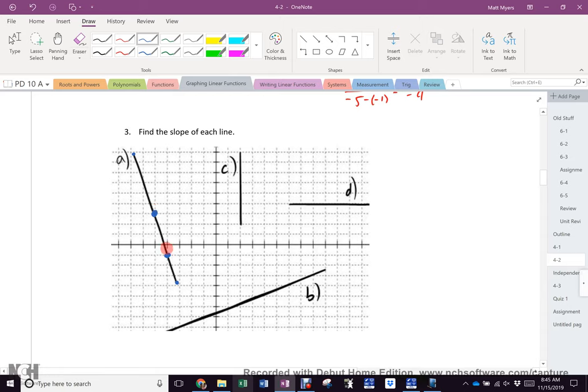What's the slope? Do we have points on a graph now? So all we have to do is count. Count with me. 1, 2, 3, 4.